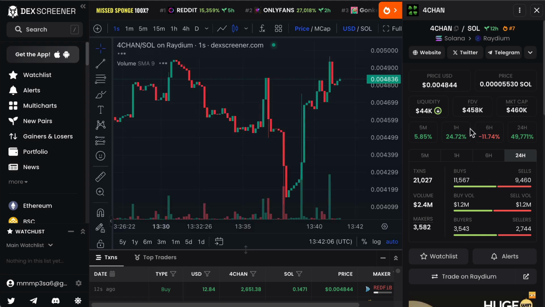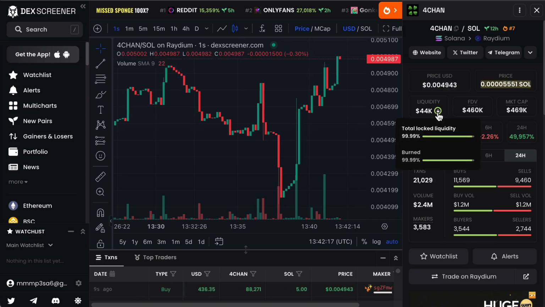This collection is doing well at the moment. It's at 450 market cap upwards. Notice liquidity is locked. So there's a lock sign here and it's green around. If you hover over that and click on it, it shows you total locked liquidity. 99.9 basically is 100%. Consider it 100%. And it's been burnt as well. So you see that? Locked and burnt.